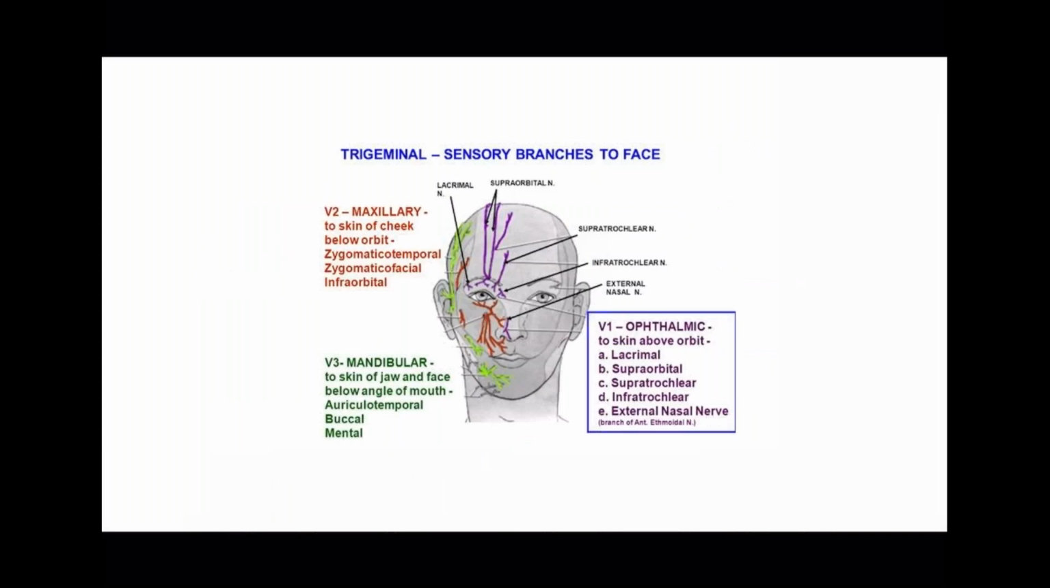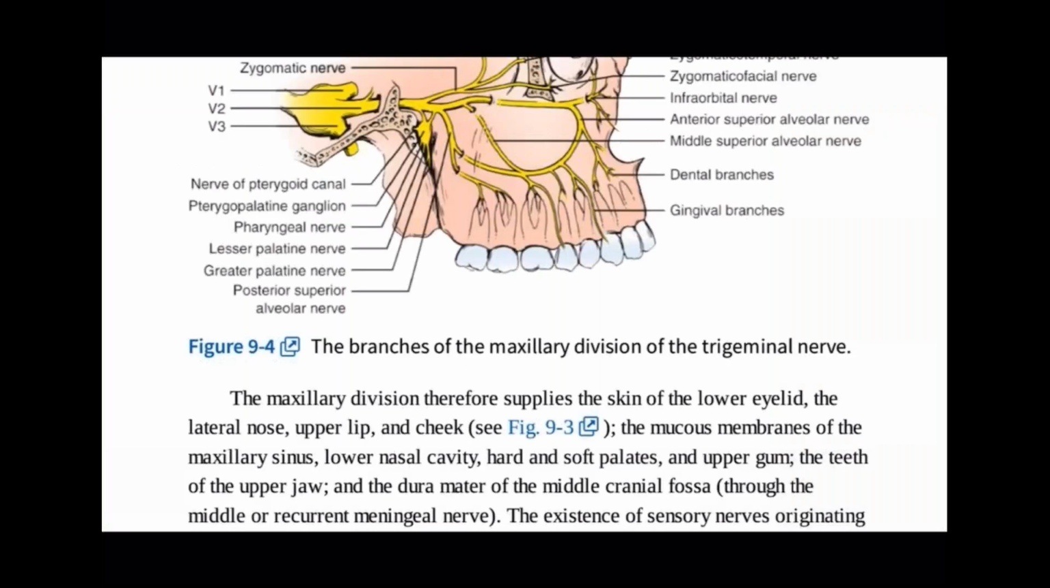So the most important divisions, you can see this is an easier graph on V1, ophthalmic, to the skin above the orbit: the lacrimal, supraorbital, supratrochlear, infratrochlear, and external nasal nerve, the one in purple. And here you can see the divisions of the maxillary and mandibular. So moving to the maxillary division, the maxillary supplies the skin of the lower eyelid, the lateral nose, upper lip, and the cheek, and the mucous membranes of the maxillary sinus as well, with the lower nasal cavity, hard and soft palates, upper gum and teeth of the upper jaw, and the dura mater of the middle cranial fossa.